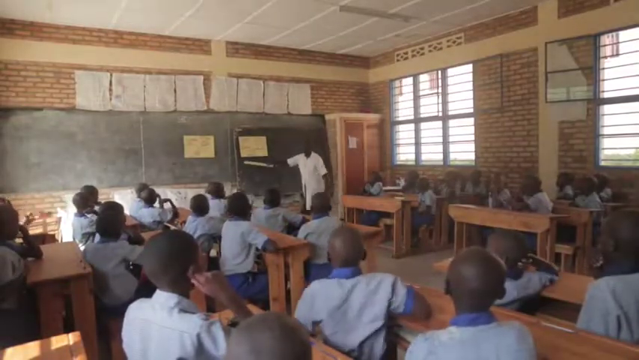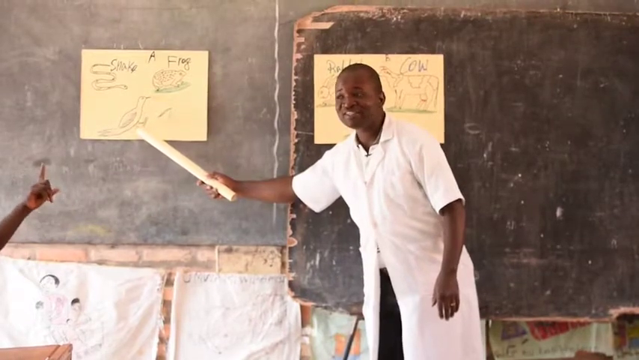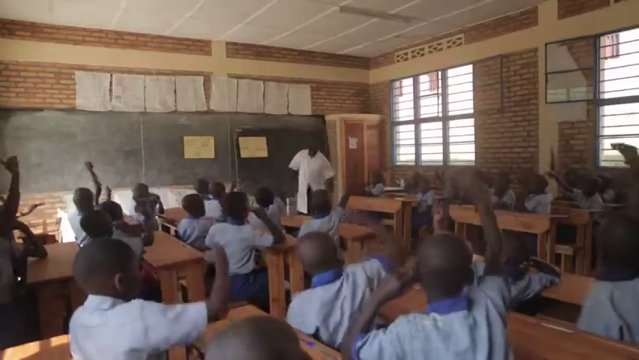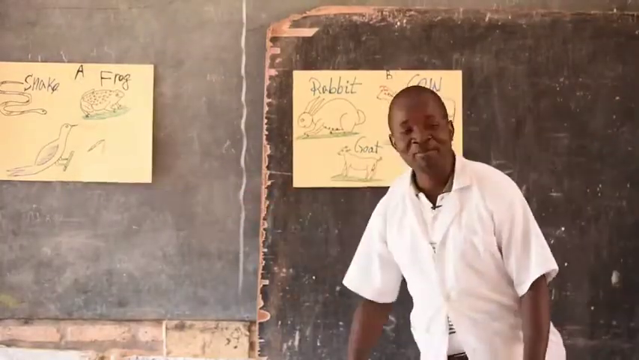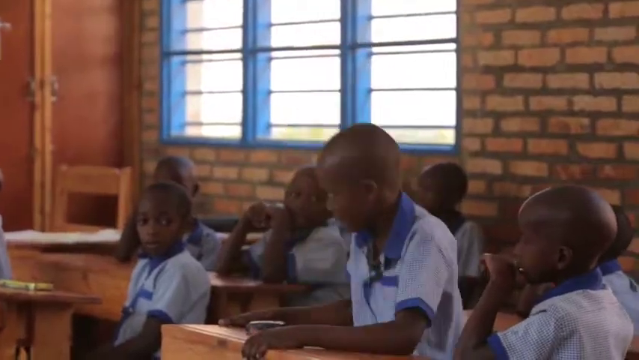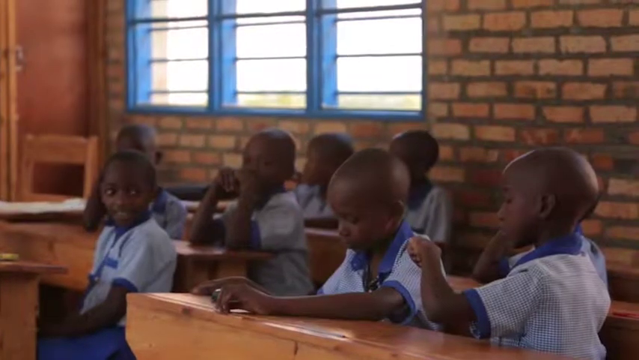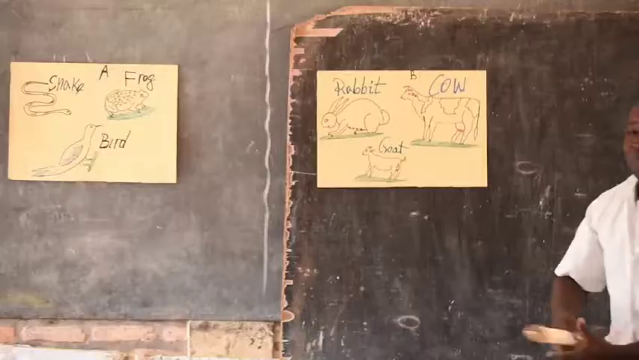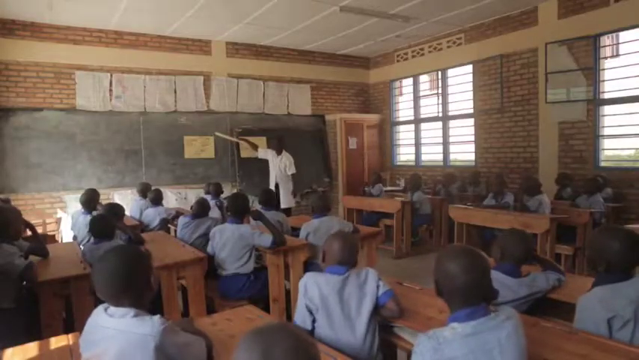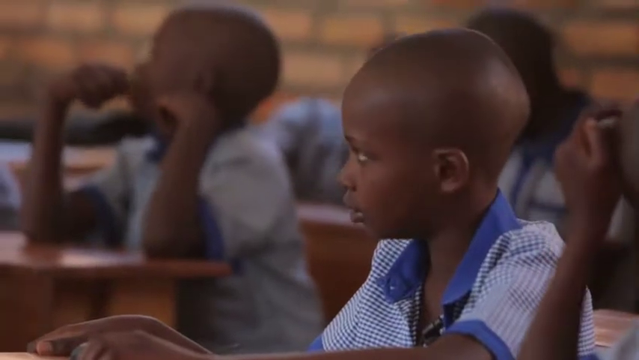We are here. Who can give us the name of this animal? Fabrice. The name of this animal? That is a bird. Good. This is a bird. Thank you very much. Okay, let's pronounce all these three animals. This is? Snake. This is? Frog. This is? Bird. Good.